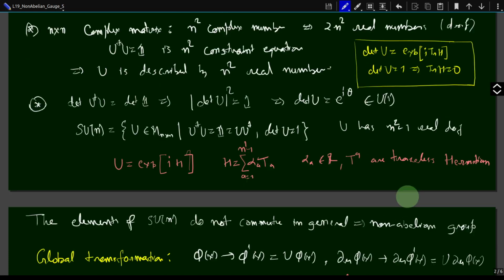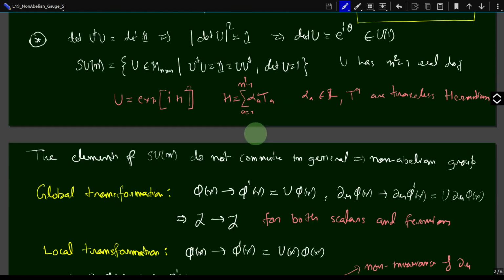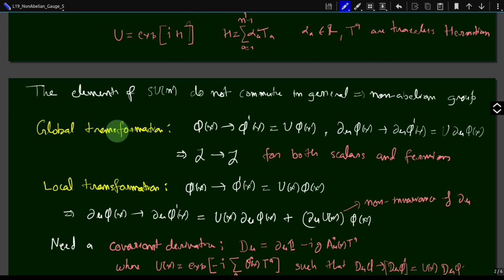The alphas are all real numbers. Now, this much about the unitary matrices. Actually, unit determinant unitary matrices is what we are going to use, and since the elements of SU(N) do not commute in general, that makes SU(N), or even U(N), a non-abelian group.